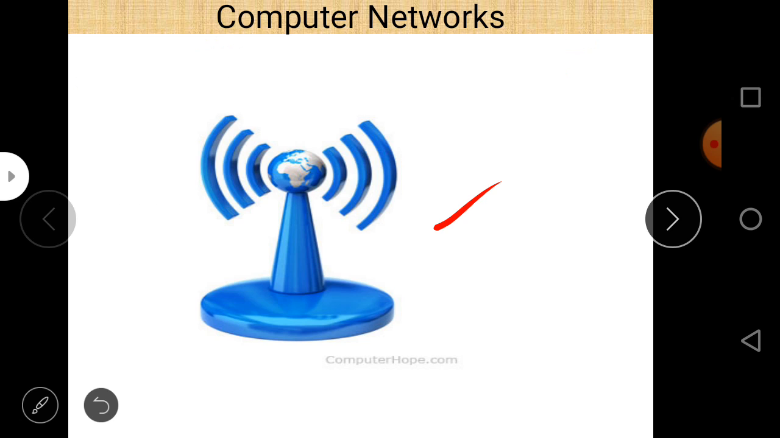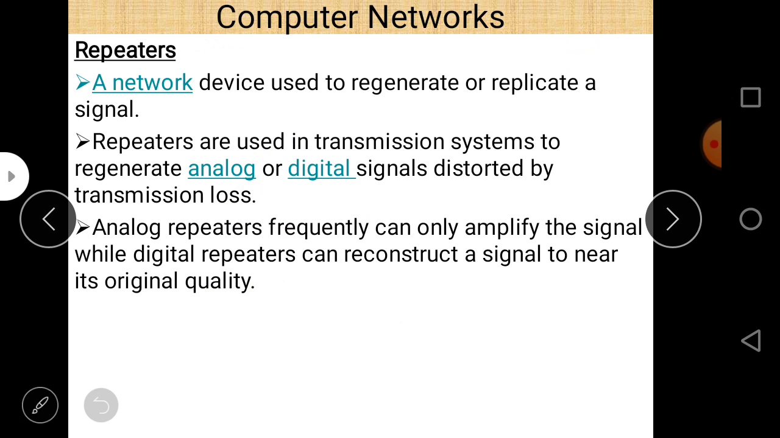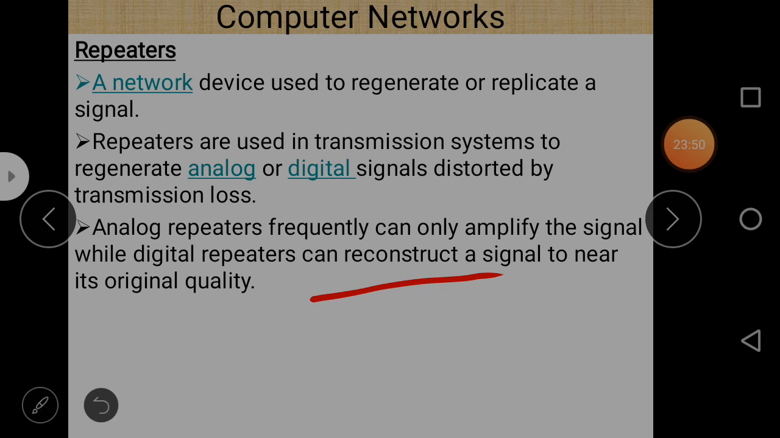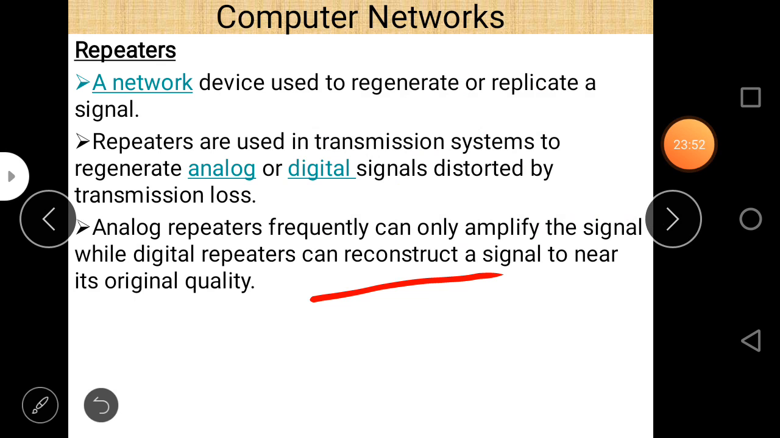So in short, we can say that repeaters basically repeat or replicate a signal, or strengthen the signal, or regenerate a signal. Whether the signal is analog or digital, it can repeat, amplify or regenerate a signal. Analog repeaters frequently can only amplify the signal, while a digital repeater can reconstruct a signal. That is a very important one. Digital repeaters reconstruct a signal to near its original quality. So that is the basic difference between analog repeaters and digital repeaters.